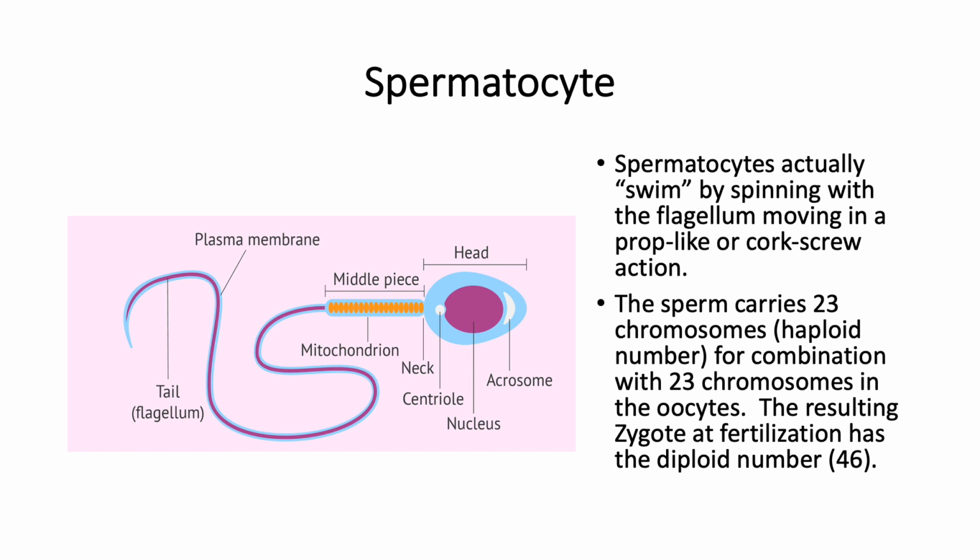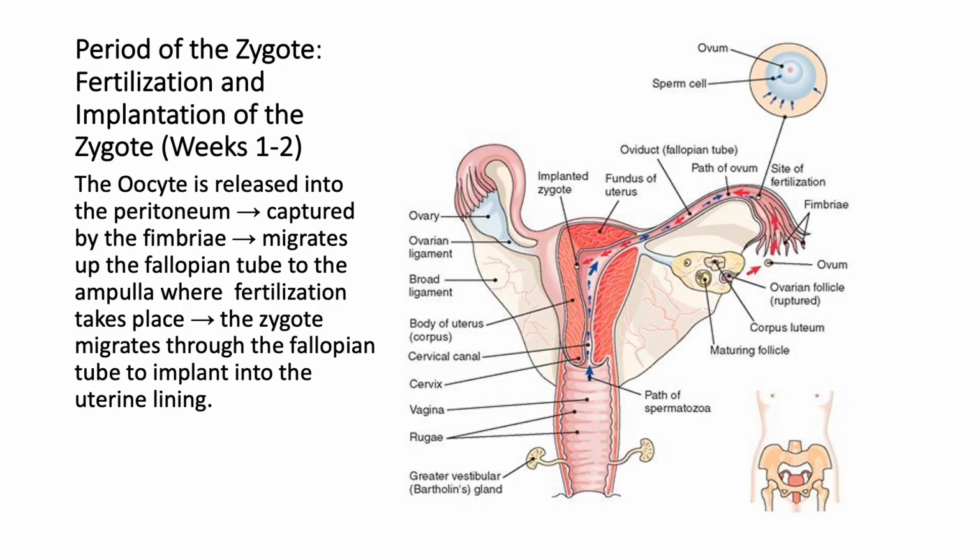And fertilization has 23 chromosomes. It's the haploid number, combines with the 23 chromosomes in the oocyte that gives you the diploid number, and that's the zygote and fertilization. The zygote is a one-celled organism, and the period of the zygote is the time period between fertilization, migration through the fallopian tube, and implantation in the uterine lining. The uterine lining is prepared through secretion of progesterone.